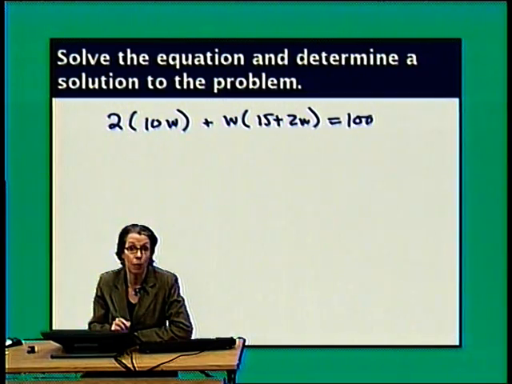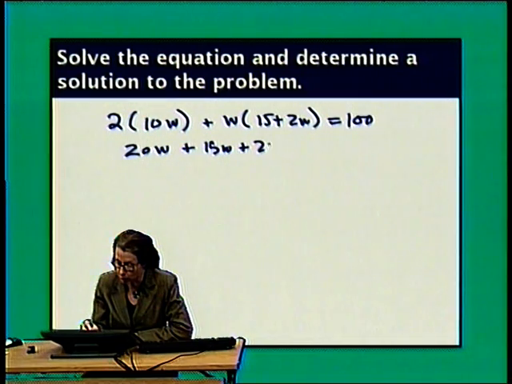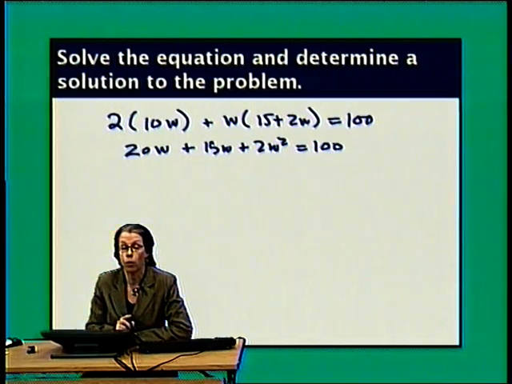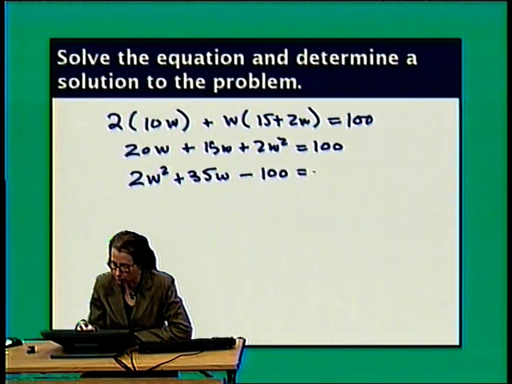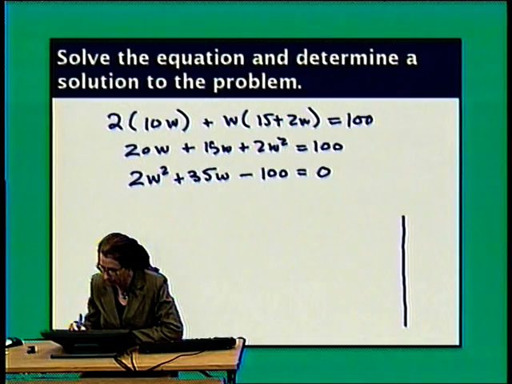I'm going to start by expanding the left side. 20W plus 15W plus 2W squared equals 100. And I'm going to move all my terms over to the left side and combine like terms at the same time. So I have 2W squared plus 35W minus 100 equals 0. Here's the quadratic equation I'm going to solve to answer this question. Now I notice that the 3 terms share no common factors. So I'm going to be looking for integer factors of negative 200 that add to 35.